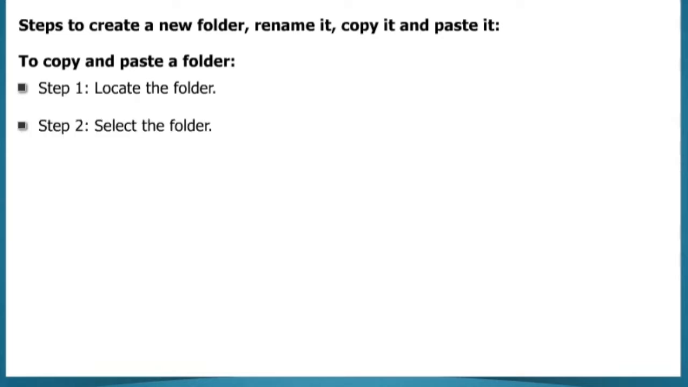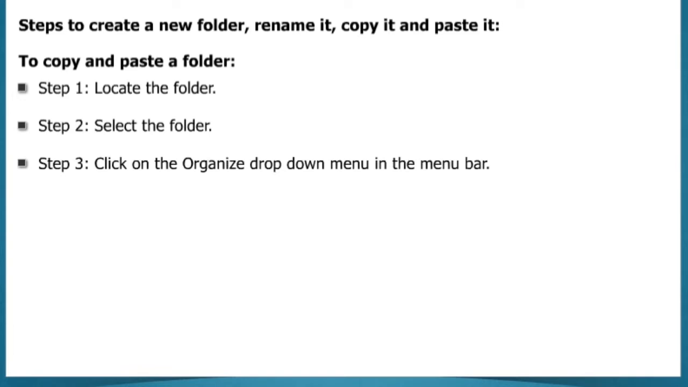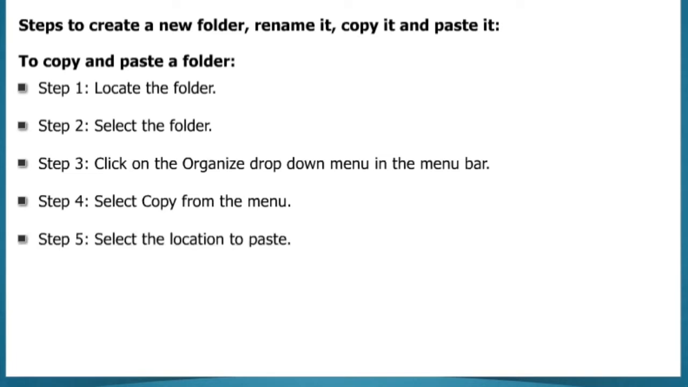Locate the folder. Step 2. Select the folder. Step 3. Click on the Organize drop-down menu in the menu bar. Step 4. Select Copy from the menu. Step 5. Select the location to paste. Step 6. Select Paste from the Organize menu.